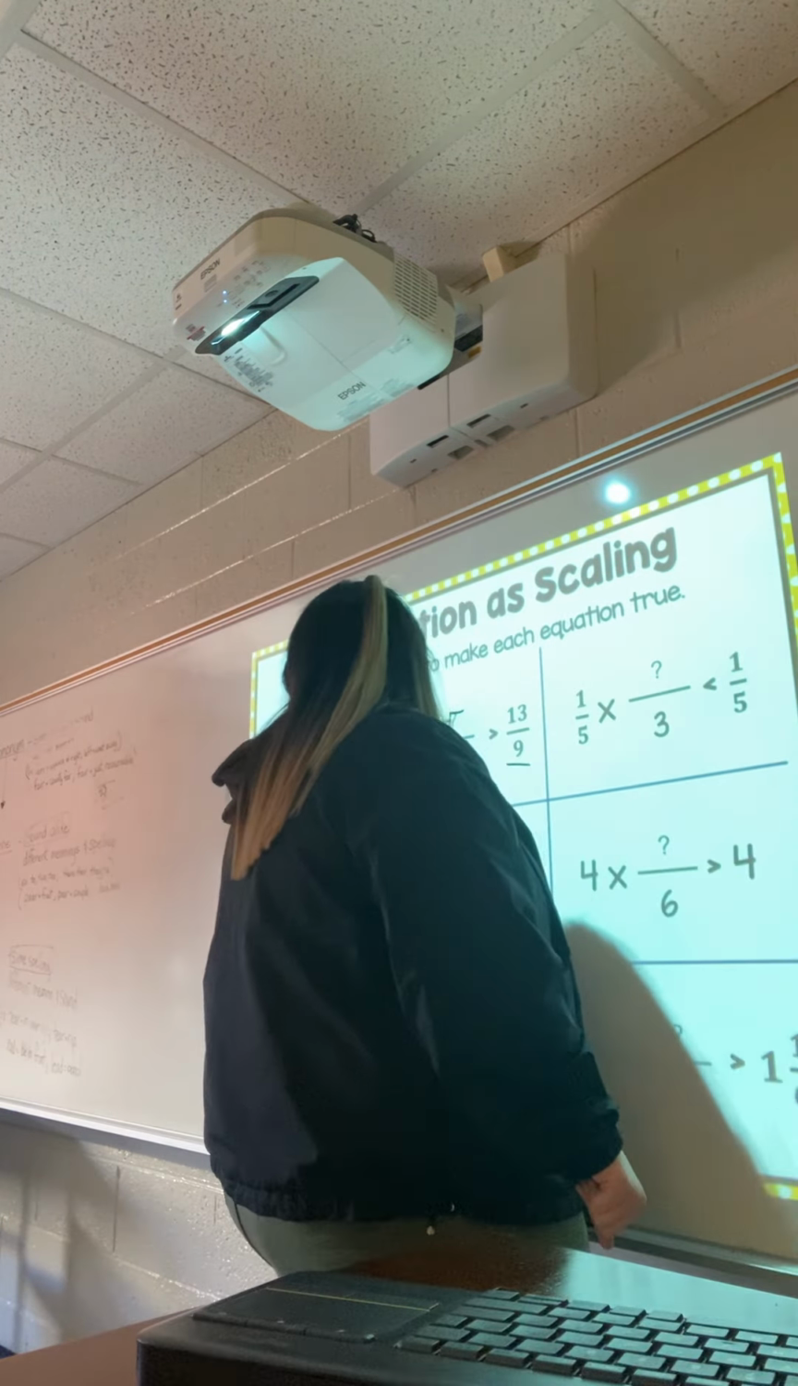1/5. And it's saying that 1/5 is bigger than whatever I'm multiplying by. So what can I fill in? I can do a 1/3, or I can do a 2/3. It doesn't matter as long as it's smaller than 1.